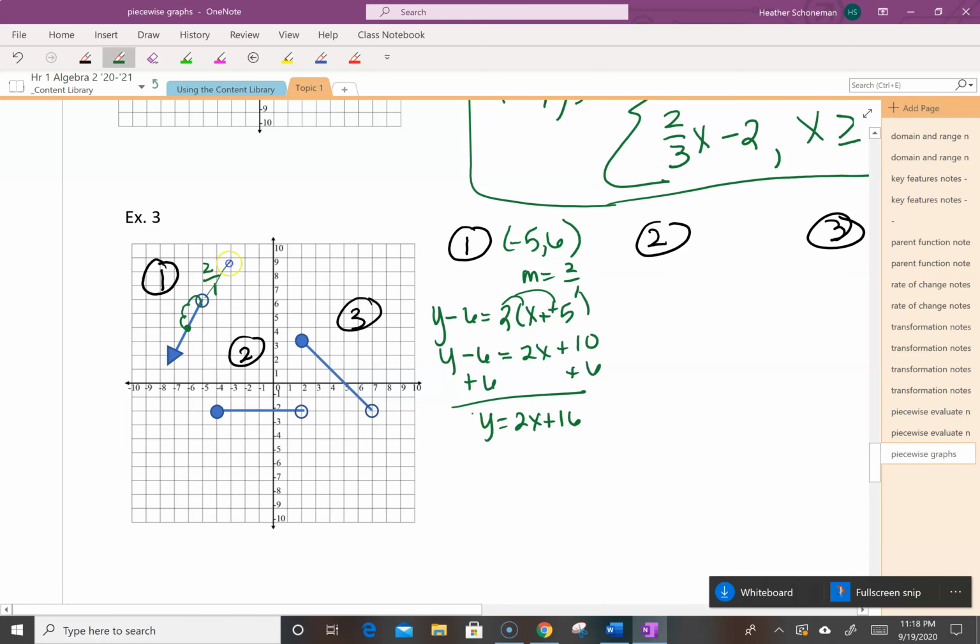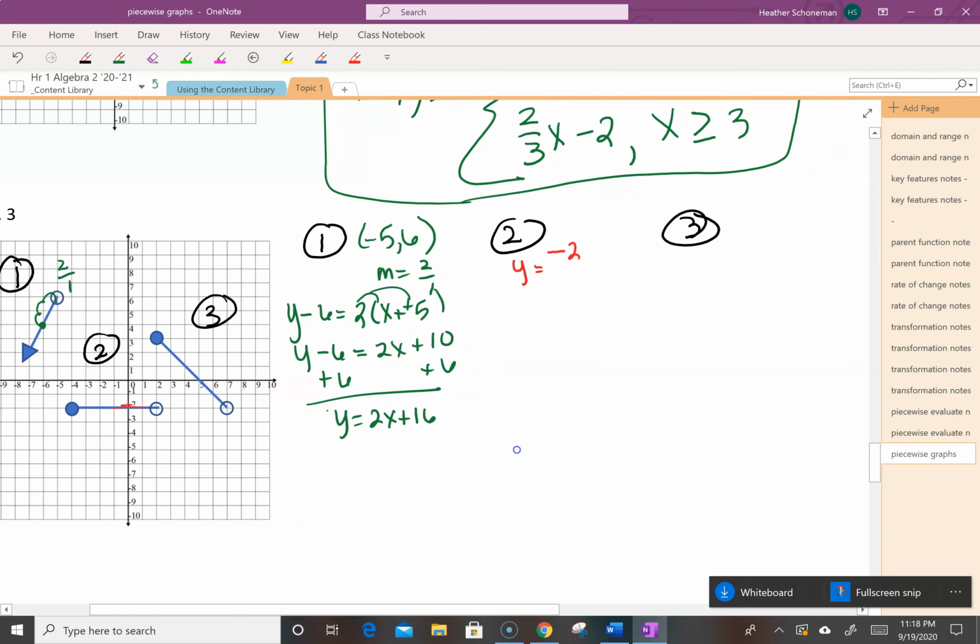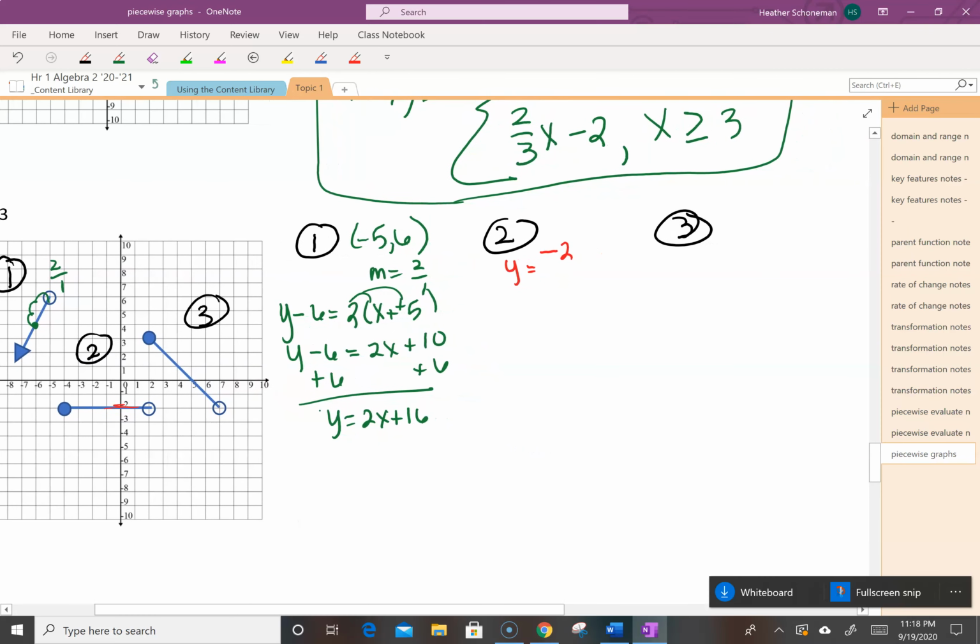Okay, now think about it. This graph is going to keep going up this way. Having a y-intercept of 16 makes sense, doesn't it? Well, that's good. Okay, my second equation. It's a straight line at negative 2. So just y equals negative 2. Done.